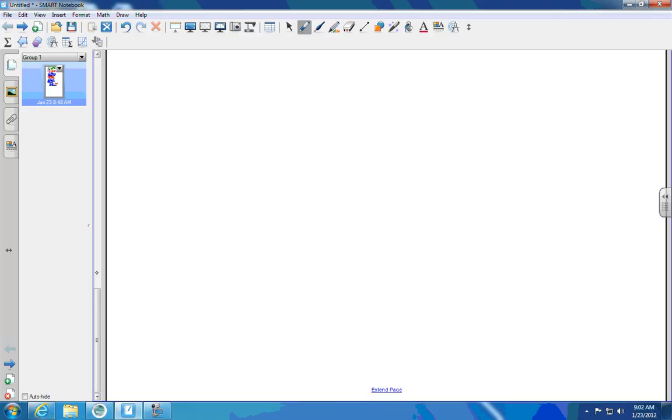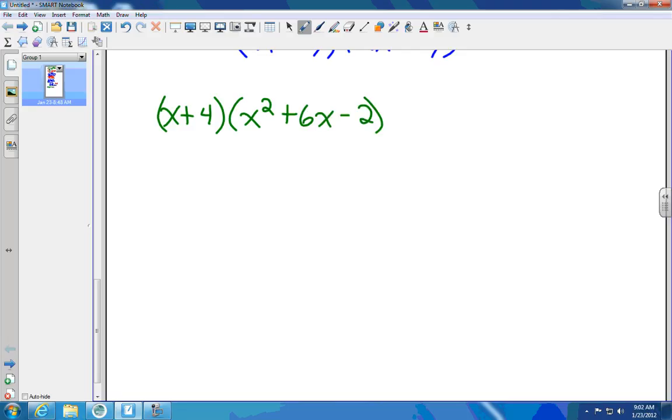One last problem, there's a couple of them in homework. Probably be one of the ones we grade, so I wouldn't not do it. You have x plus 4 times x squared plus 6x minus 2. What operation is between the two sets now? Multiplication again. But are they two binomials? No, so you're not going to FOIL these two. You can't just do the FOIL process, because you have a binomial here times a trinomial over there, 3 terms.